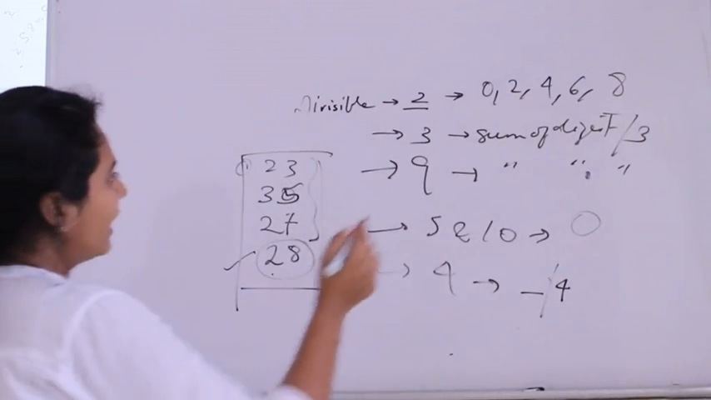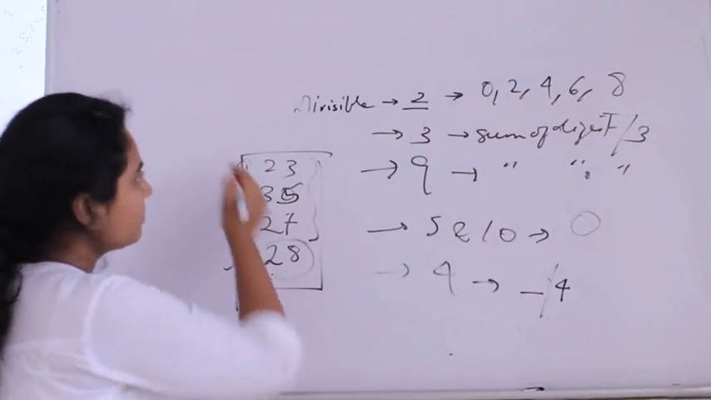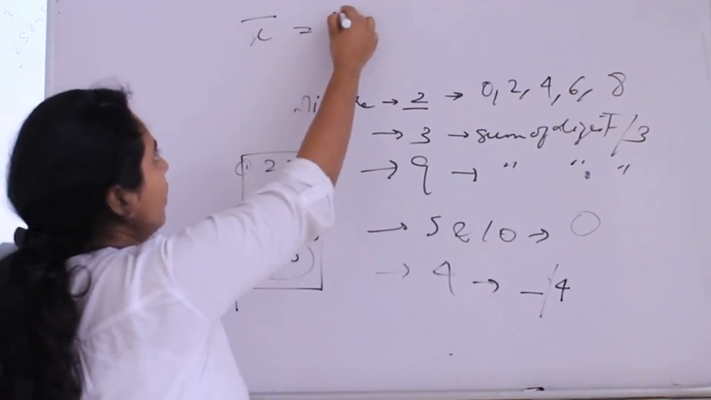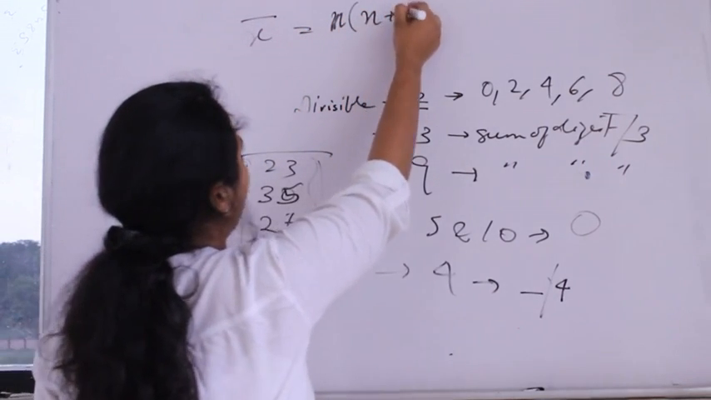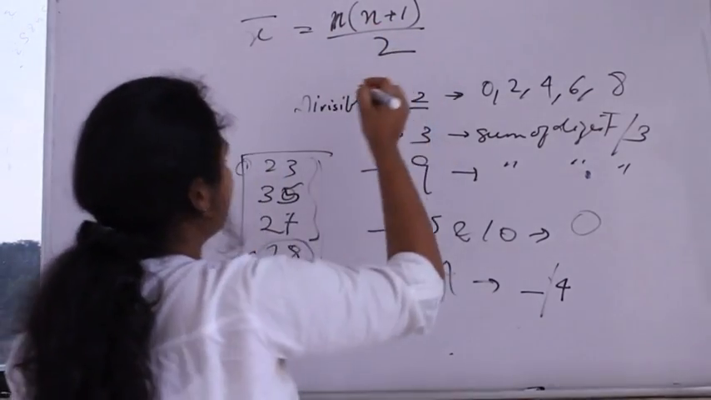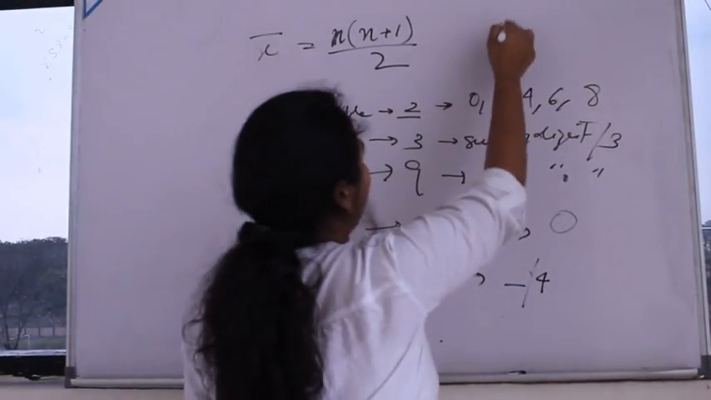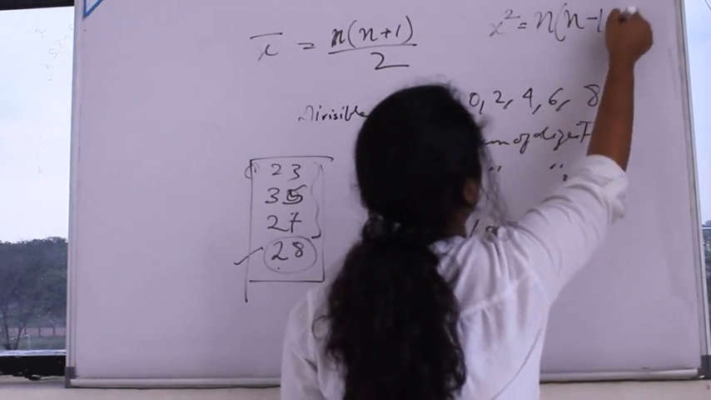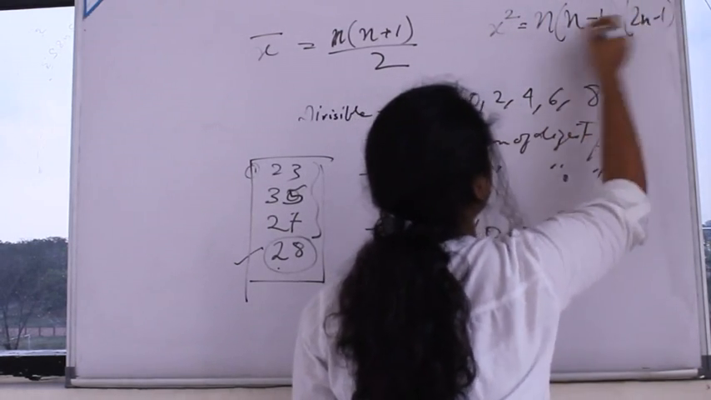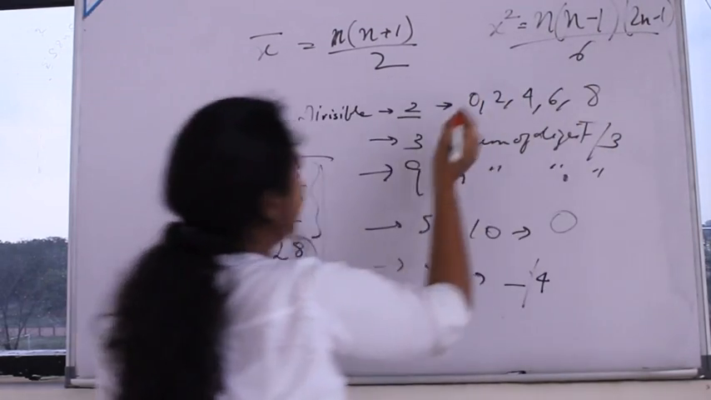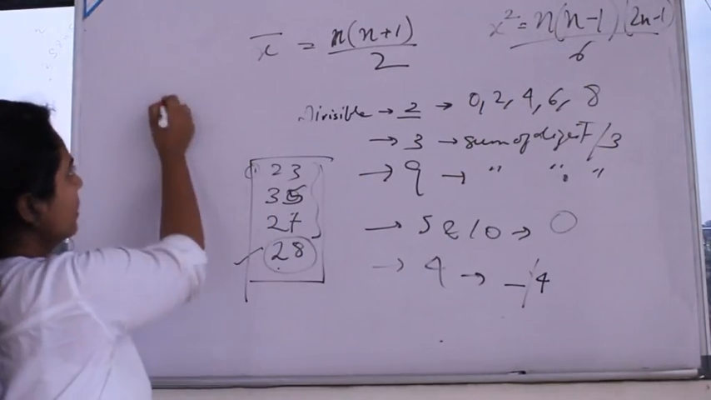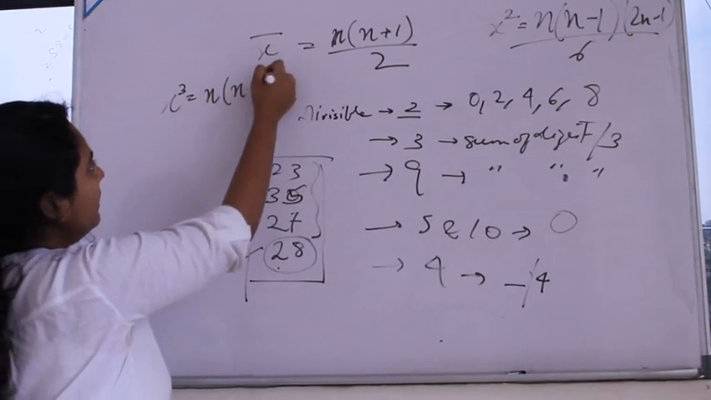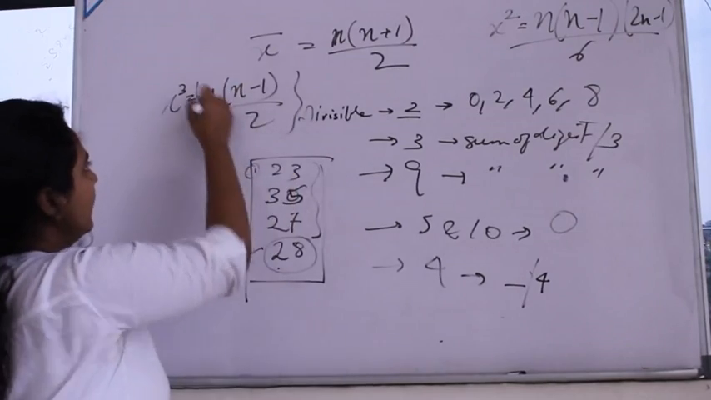Firstly, for having a number like x, the formula is n into n plus 1 by 2. For having the sum of the squares of those numbers, it is n into n plus 1 into 2n plus 1 by 6. At the same time, for finding out the sum of the cubes of these numbers, it is n into n plus 1 by 2, whole square.